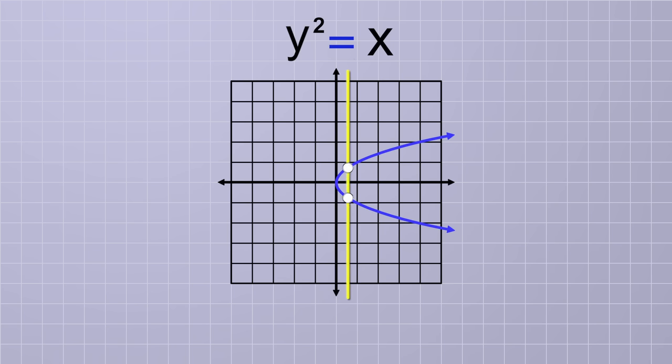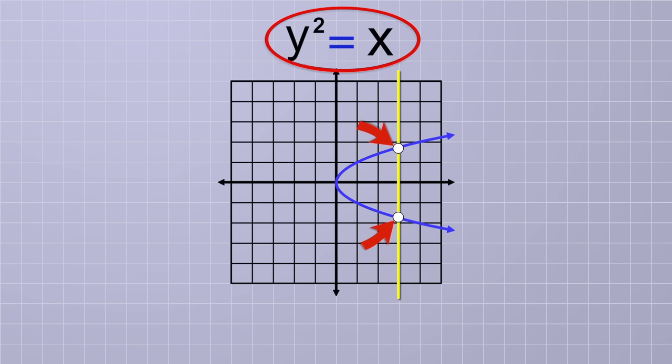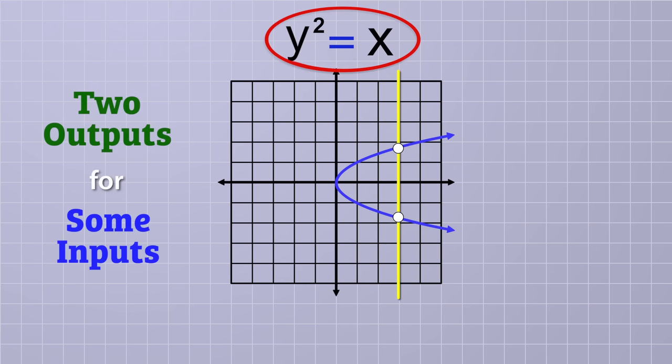But as we move to the right on the x-axis, you can see that our vertical line is now intersecting the curve in two places. That means this equation is giving us two possible outputs for some of its inputs, which means that it's not considered a function.